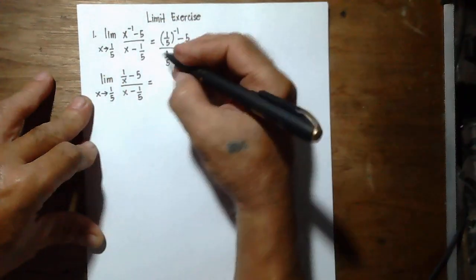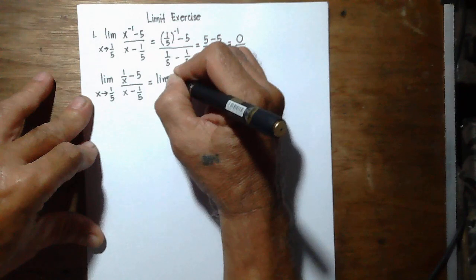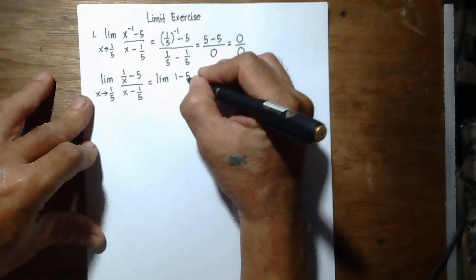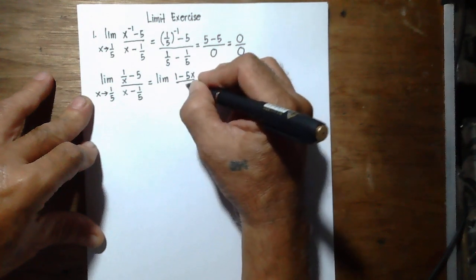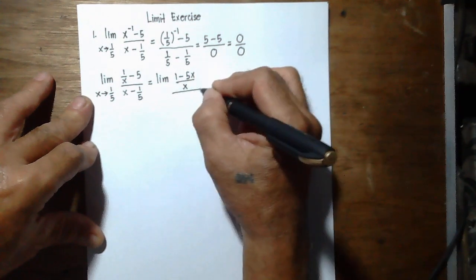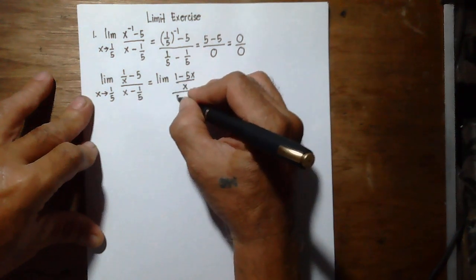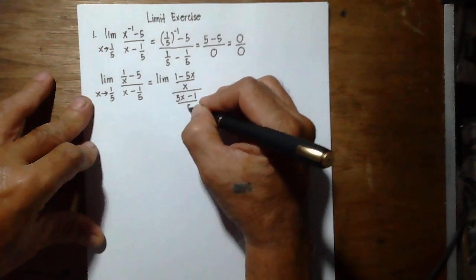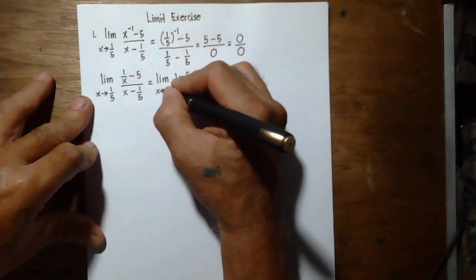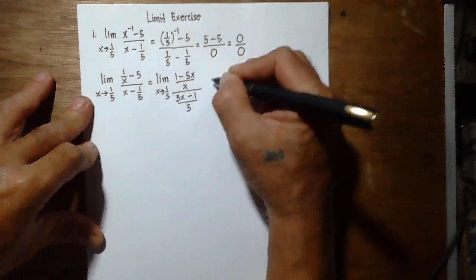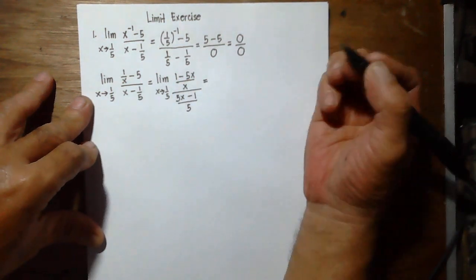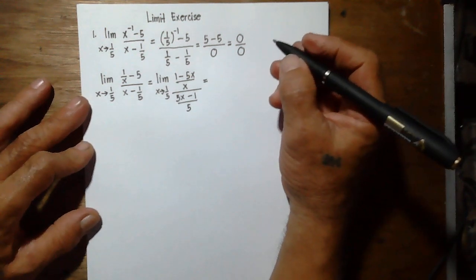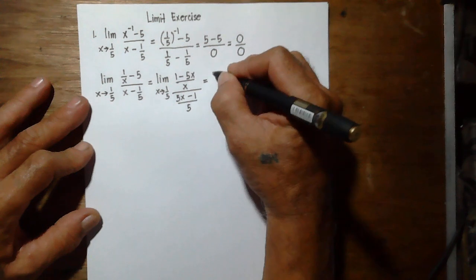Now, simplifying further, we have (1 minus x times 5, which is 1 minus 5x) over (x times 5) over (5x minus 1 over 5) as x approaches 1 over 5. Now, we have here a complex fraction. So what we'll try to do is simplify.